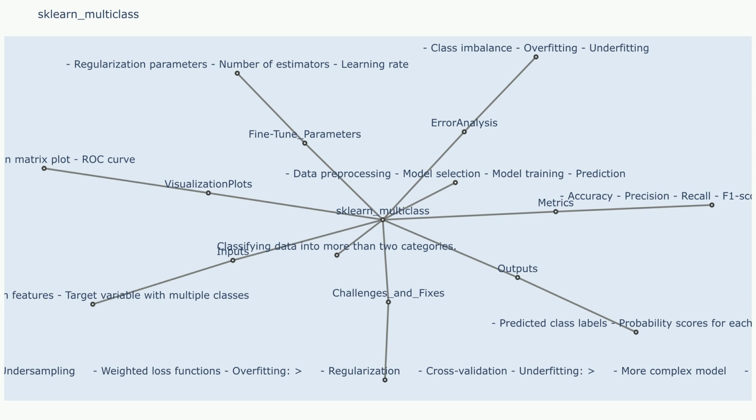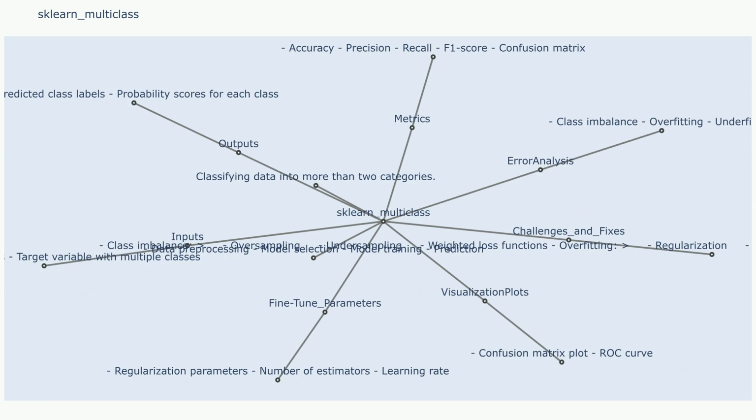Inputs: data. This refers to the input features used for training and predicting the class labels. It can be a tabular dataset with numerical and categorical features, or a dataset of images, text, or other types of data. The features should be carefully chosen to provide sufficient information for the model to distinguish between the different classes.